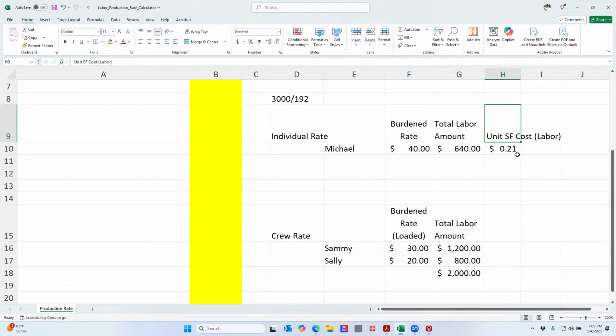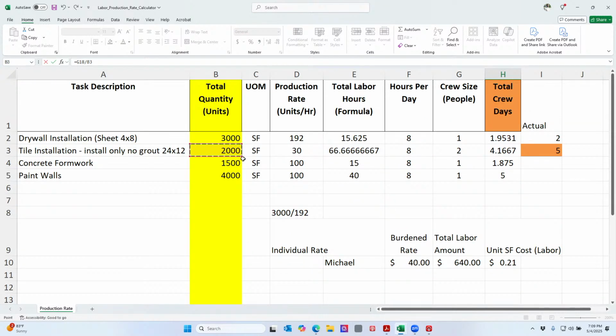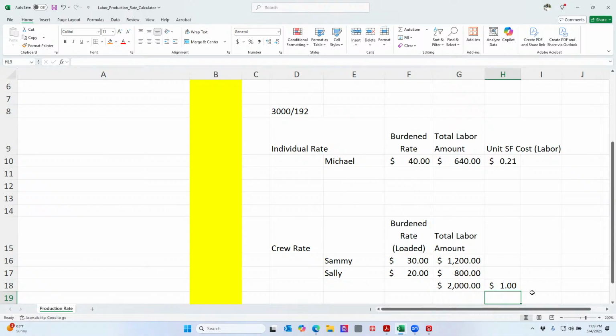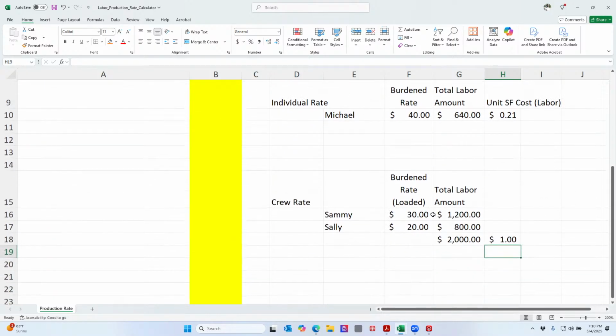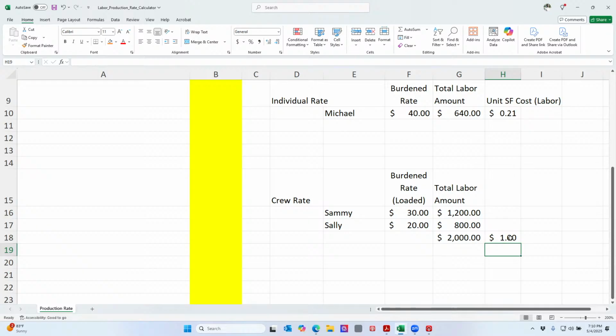We're going to do the same unit square foot, and we're going to take this 2,000 and divide this 2,000 by this 2,000. It's $1 per square foot to install this tile with this crew based on their rate. That's actually pretty accurate. All right, so that lets me know that this production rate right here is going to get me $1 a square foot on labor, or $2,000. Make sense? Any questions on that?